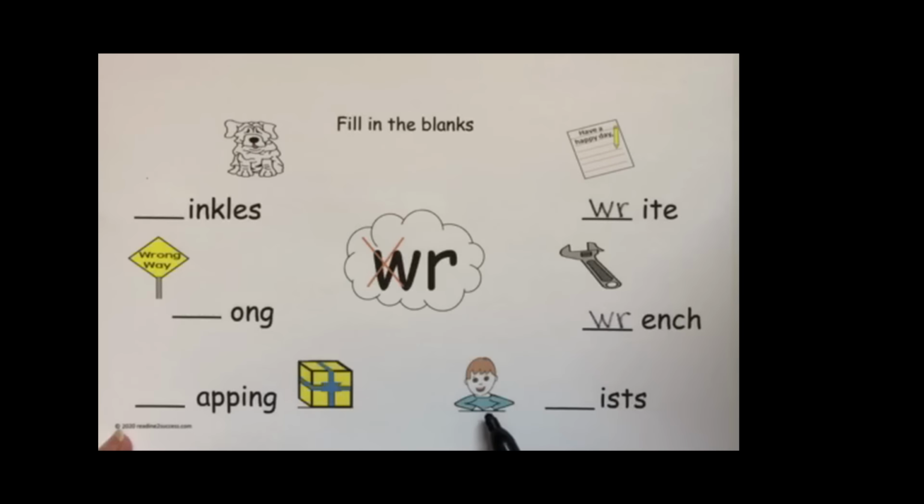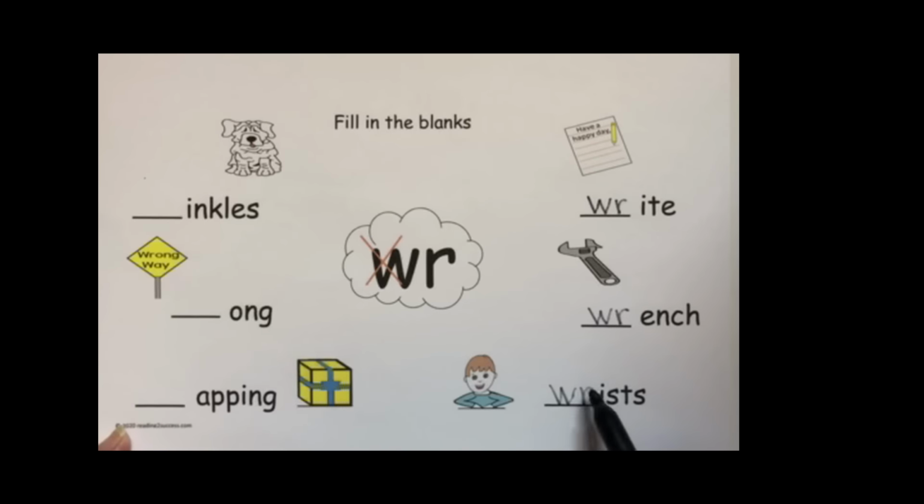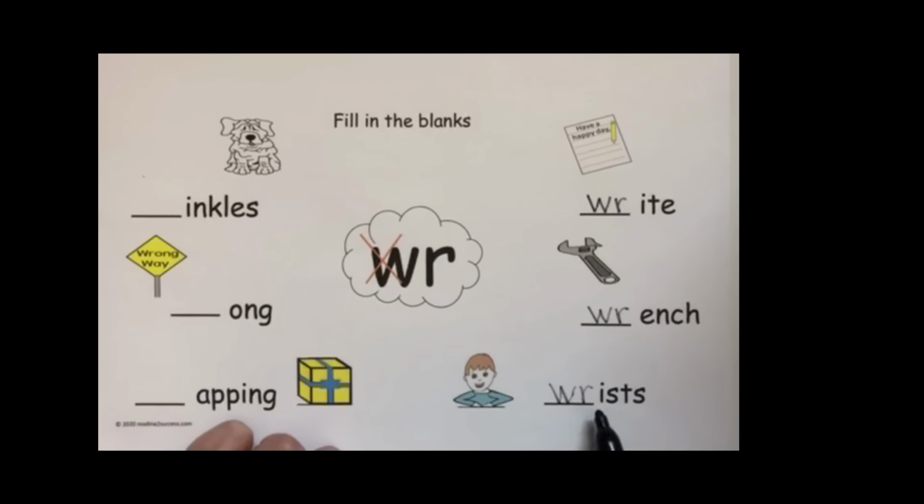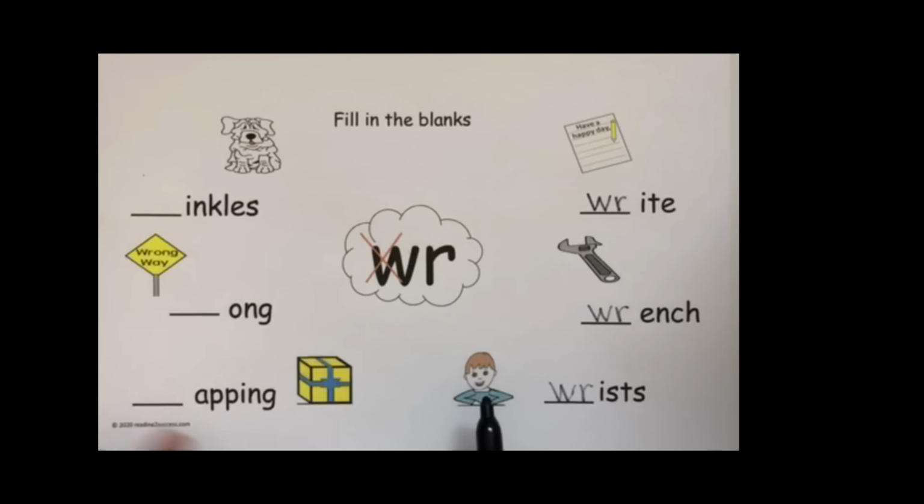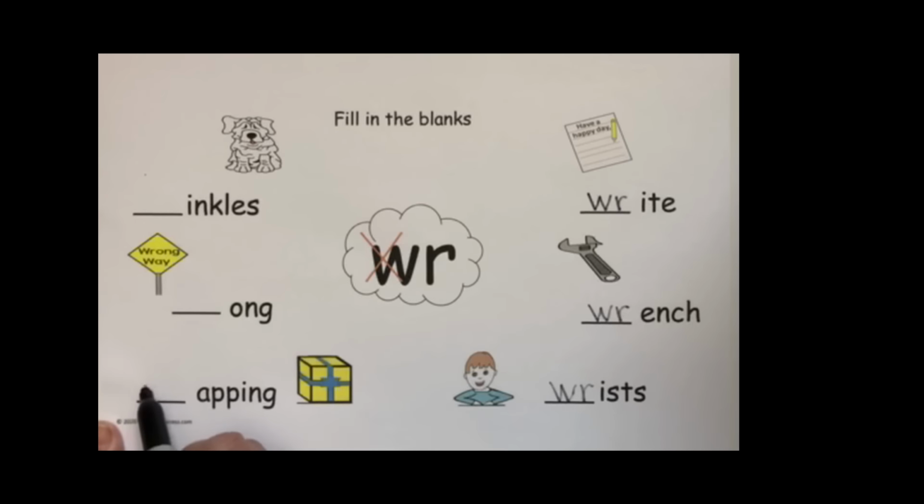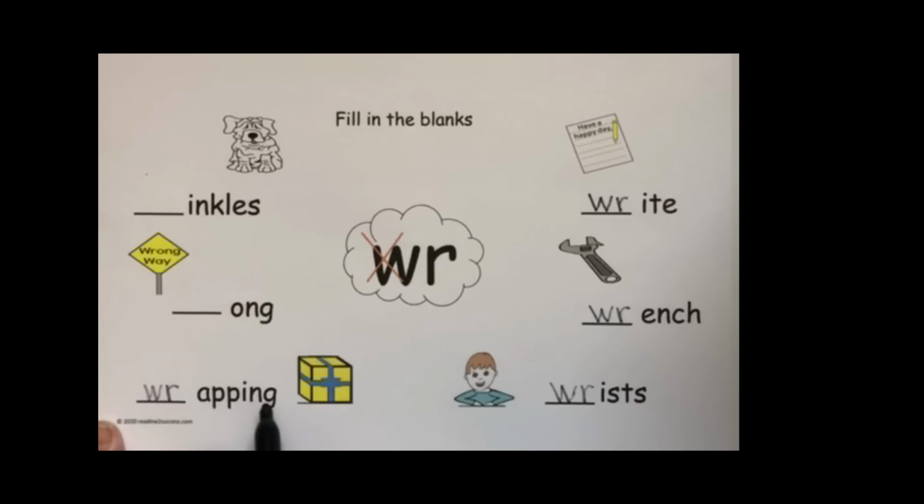Then we're going to go down here and we're going to look at his wrists. Is. Put the W, R in front of it. And remember, we do not hear the W. We just hear the wrists. Then we're going to go over here. And he was wrapping the present. This is apping. Then we're going to put the W, R in front of it. Wrapping.